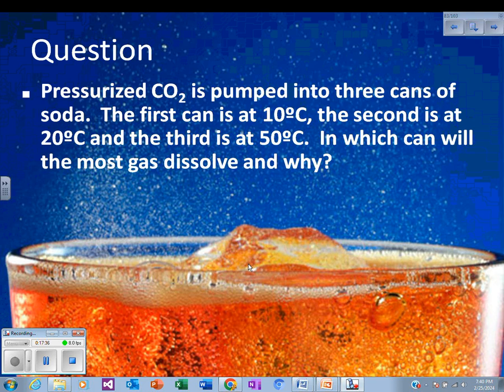Well, we did talk about factors that affected solubility of a gas in a liquid. And one of those was that the lower the temperature, the more the gas would dissolve. The higher the temperature, the less the gas would dissolve in. That's why we made the comment about why we keep our Cokes and things like that cold, is so that the gas will stay in solution longer. So the actual one that will hold the most gas will be the first can because it's at 10 degrees Celsius and it's the lowest temperature. So it'll hold the most actual gas in its solution.